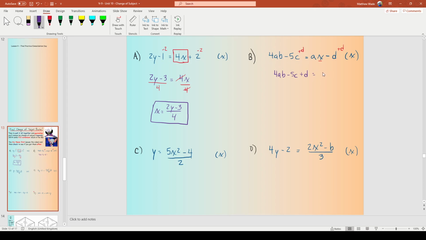What's left on this side? Well, just the a and the x. But now it's time for the a to go home so we can get x on its own. It's a lots of x, a times x. So what do you do? Well, you're right. Divide the whole of both sides by a. Cancel, cancel, leaving you with x equals 4ab minus 5c plus d all over a. I bet you got that right, and I bet also you didn't realize how good you'd be at this in just a couple of days. So that's really, really good.